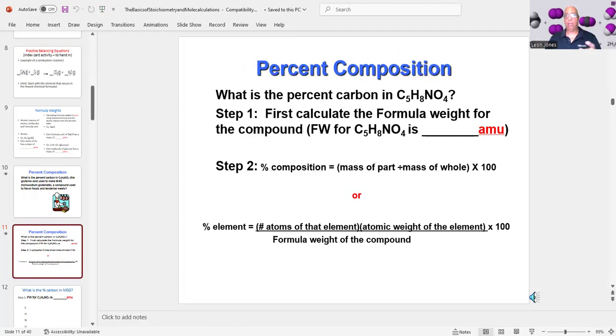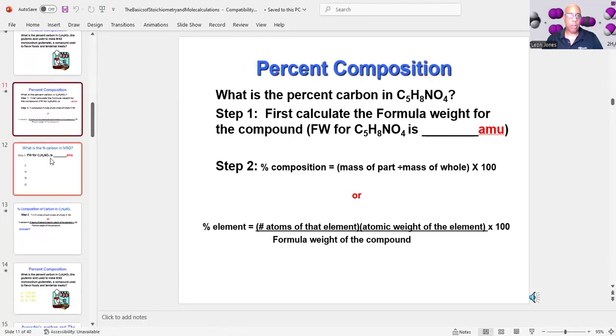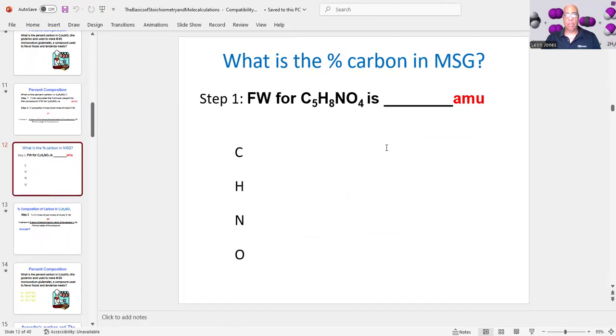Now, again, what is the percent carbon in C5H8NO4? Now, what do you have to do first? First, you calculate the formula weight for the compound, and the compound is C5H8NO4. Step 2, percent composition. That's the mass of part divided by the mass of whole times 100. Or you get the percent element equals the number of atoms of that element times the atomic weight of the element divided by the formula weight of the compound times 100. So, what is the percent carbon in MSG?